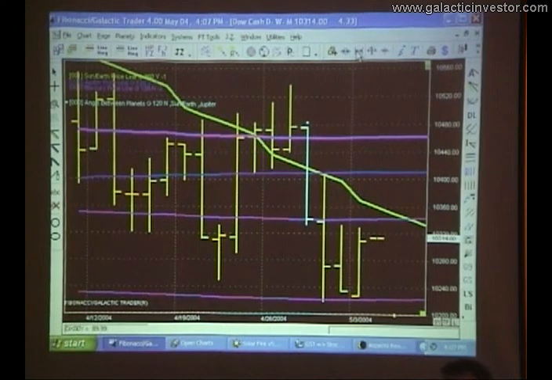What bar was the Mercury-Pluto trine on right there, the last bar? This one? Is that the day it actually happened? It happens today. Yeah, so the low yesterday was right on it. Okay, so we have a planetary low once again.